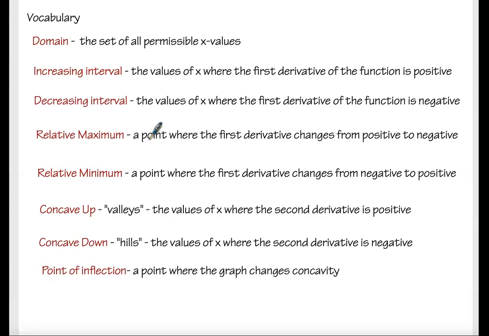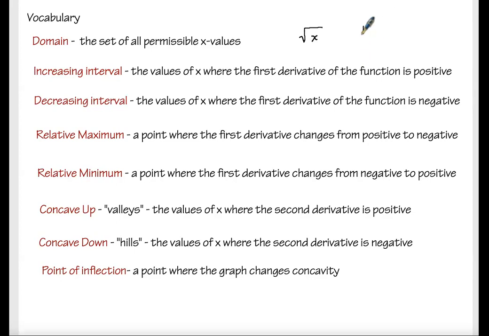First is the domain. The domain is the set of all permissible values for x. So if your function is like a polynomial function, then your domain would be any real number. If your function is, say, a square root function, so say square root of x, it means that your x values here should be greater than or equal to 0. So there is a condition.